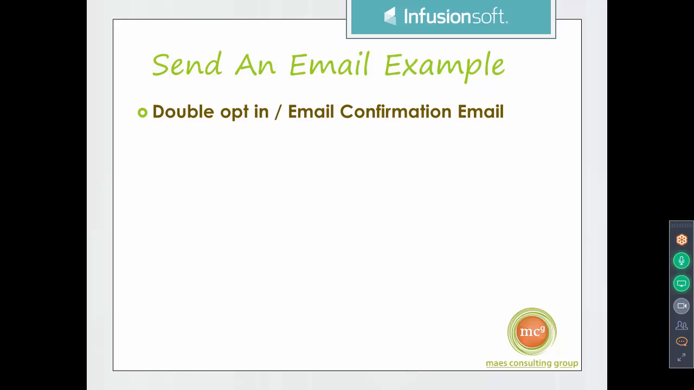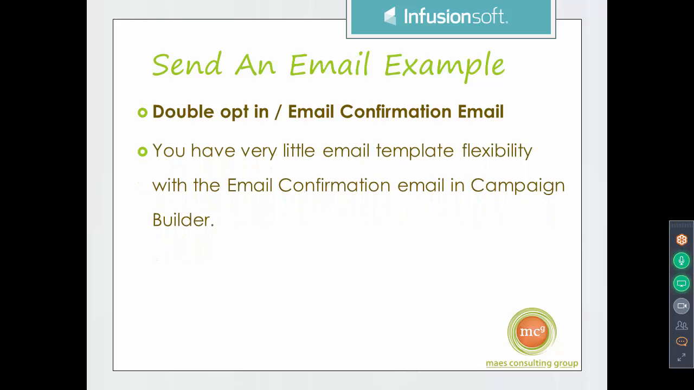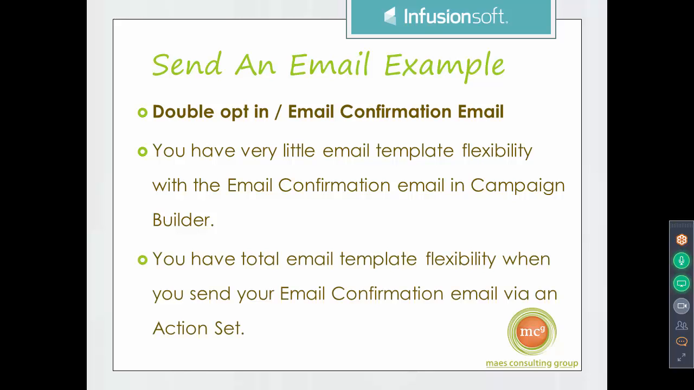But what you find when you bring that one out, we try to configure it. We try to have it have our own little spin on it. And you have very little email template flexibility using this particular email confirmation email, the one that's in Campaign Builder. On the other hand, you have total email template flexibility when you send your email confirmation via an action set. So that would be a reason to forego sending an email using the tools directly built in Campaign Builder and using the send an email action set.